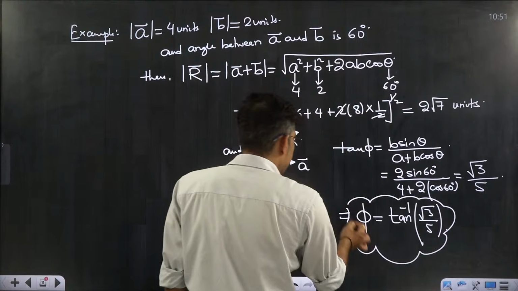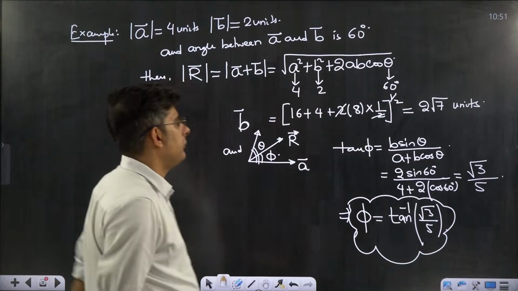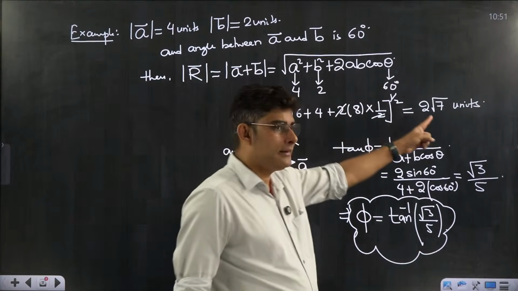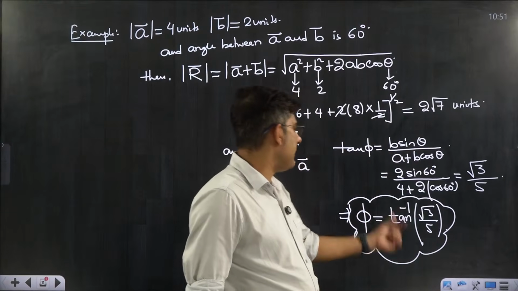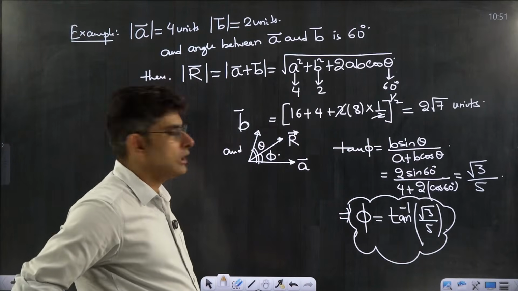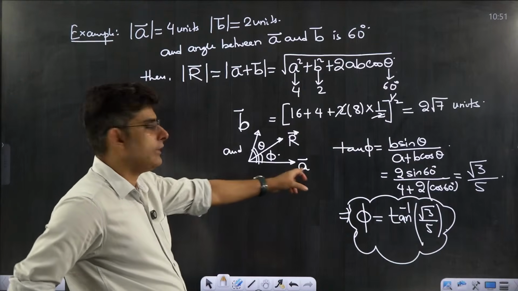So the resultant has a magnitude of 2 root 7 units and it is making an angle phi equal to tan inverse root 3 by 5 with which vector? A vector.